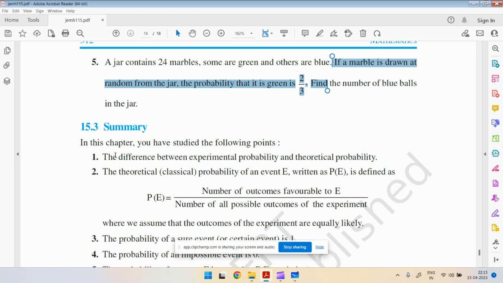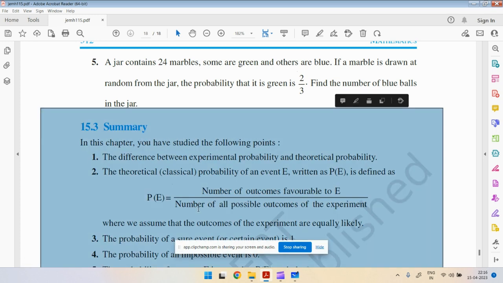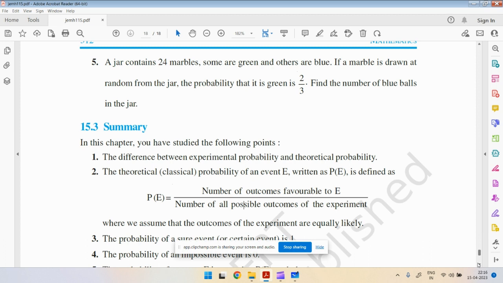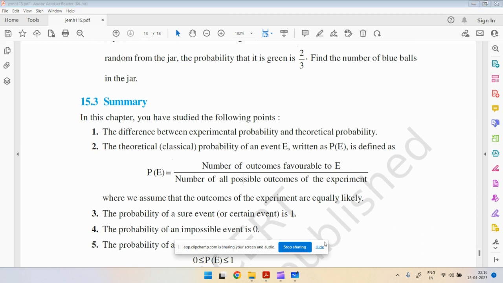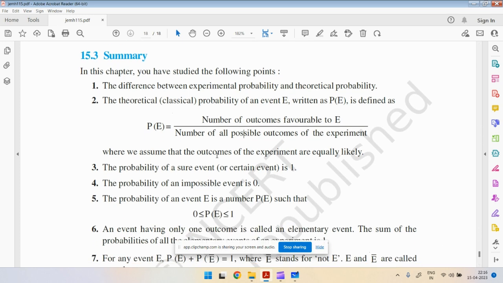Now in the summary, in this chapter we have studied the difference between experimental probability and theoretical classical probability. The probability of any event E, written as P of E, is nothing but the number of outcomes favorable to E upon the total number of all possible outcomes of the experiment, where we assume that the outcomes of the experiment are equally likely and unbiased.